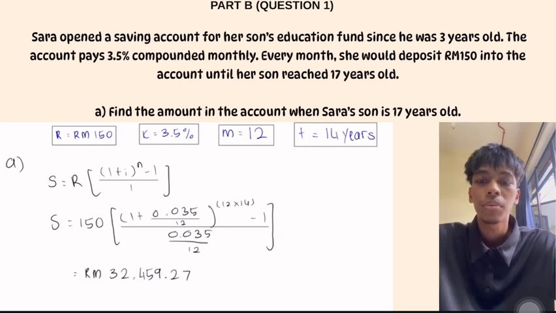She saved from age 3 to 70, which is 40 years. We use the future value of annuity formula, which is S equal R times (1 plus K over M) to the power of MT minus 1, over K over M, where R is 150, K is 0.035, M is 12 because it is compounded monthly, and T is 40 years. We got S is RM32,459.27.